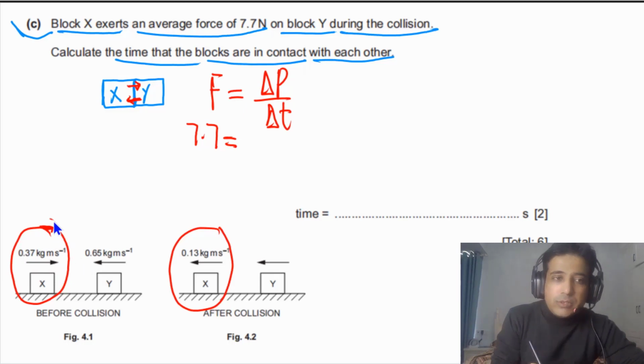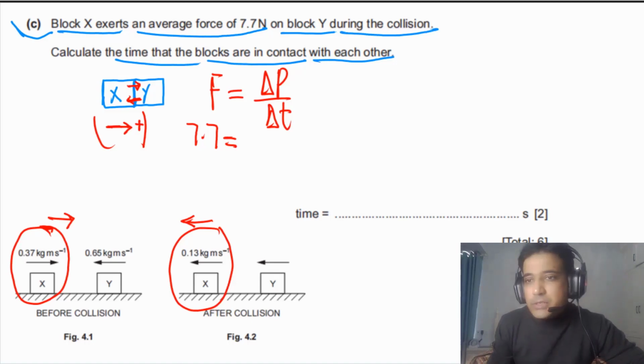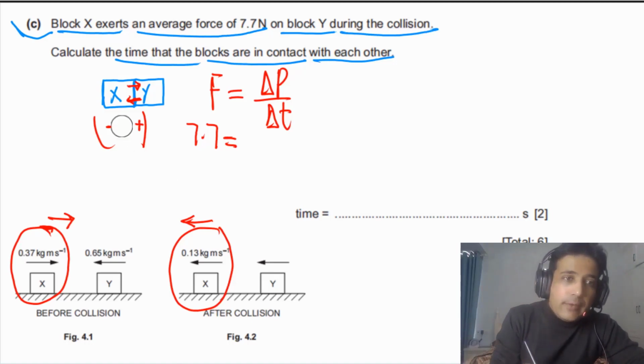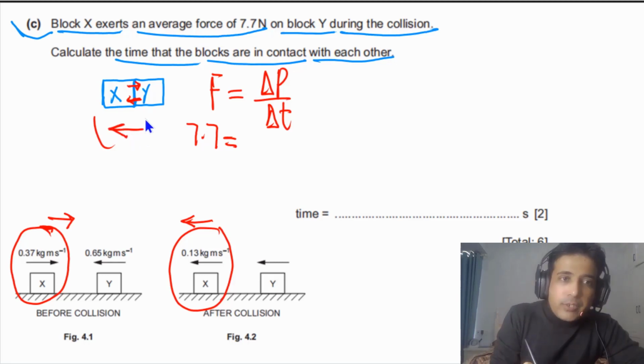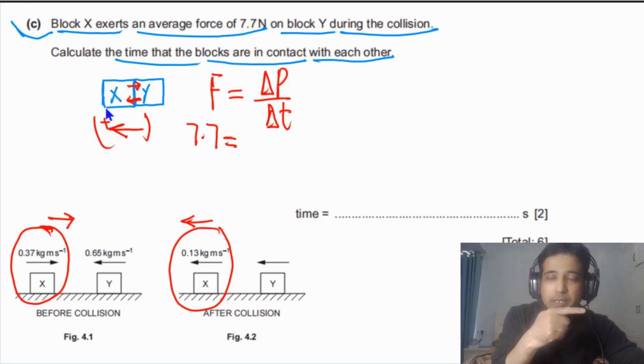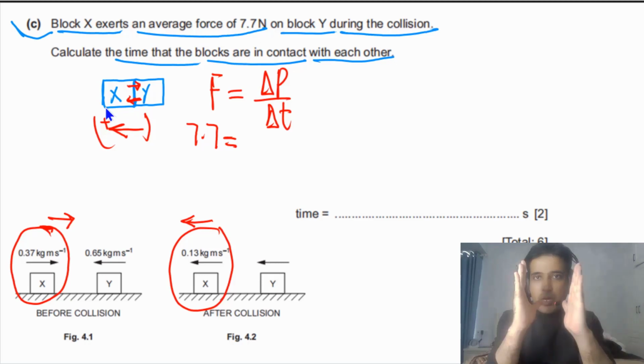You see this direction is to the right and this one is to the left, so we have to take one direction as positive. We could take to the right as positive, and that will also work. But I will take to the left as positive. Why am I taking to the left as positive? Because the force on block X is to the left when it will collide. This one is block X, this is block Y.